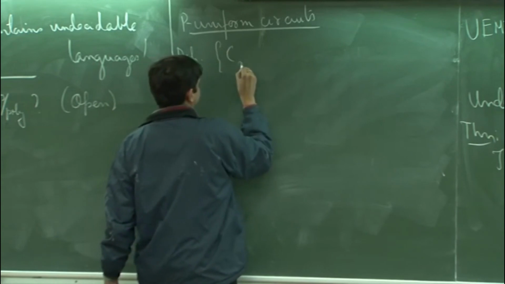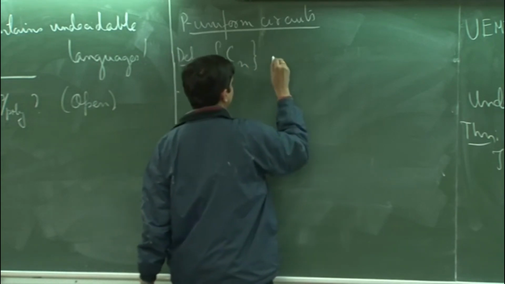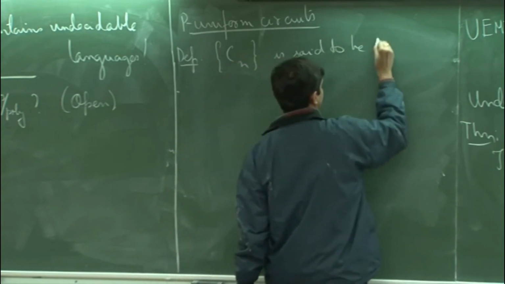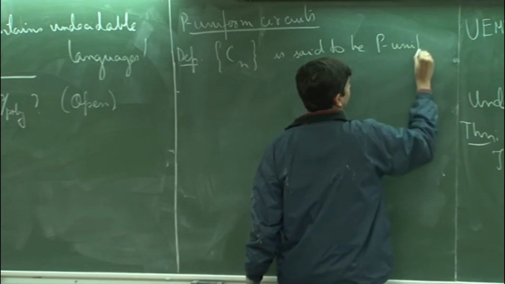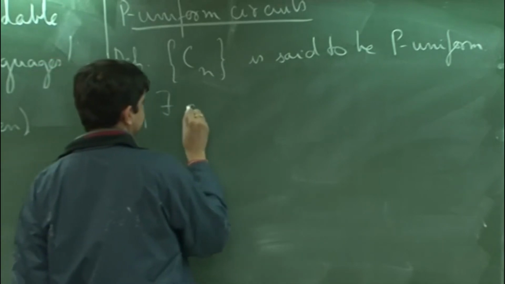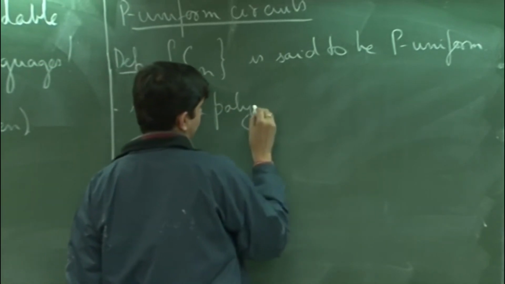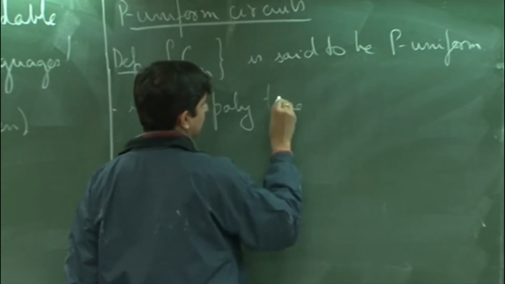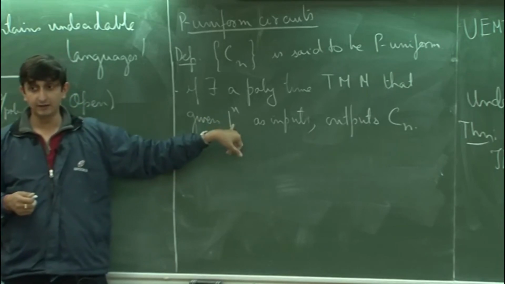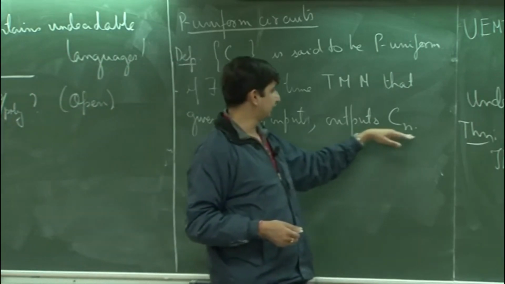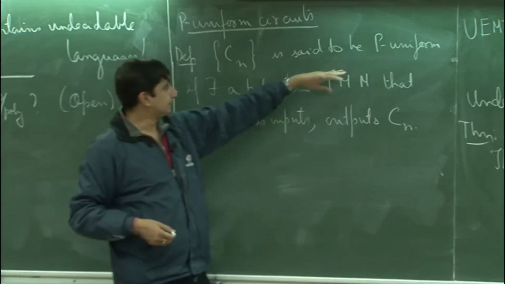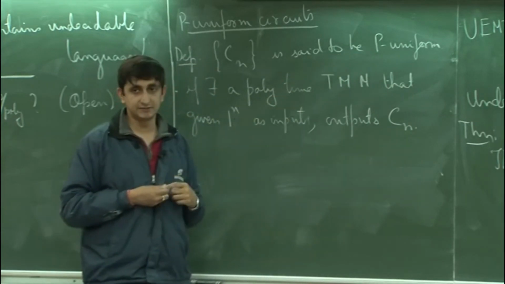A family of circuits Cn is said to be P-uniform if there exists a polynomial time Turing machine which, given n provided in unary, outputs the corresponding circuit C of n. So, this P comes from the fact that this is a polynomial time Turing machine.